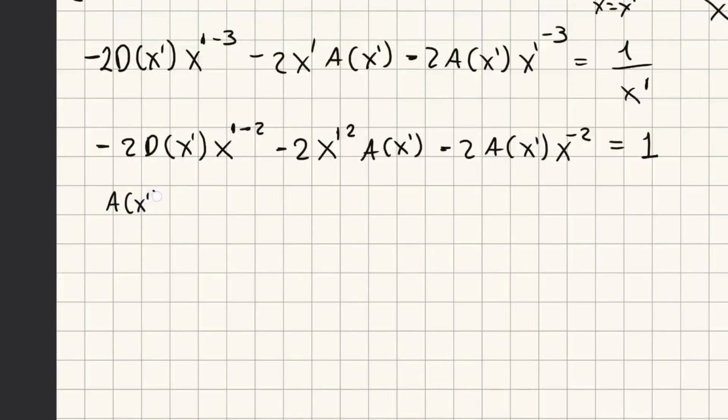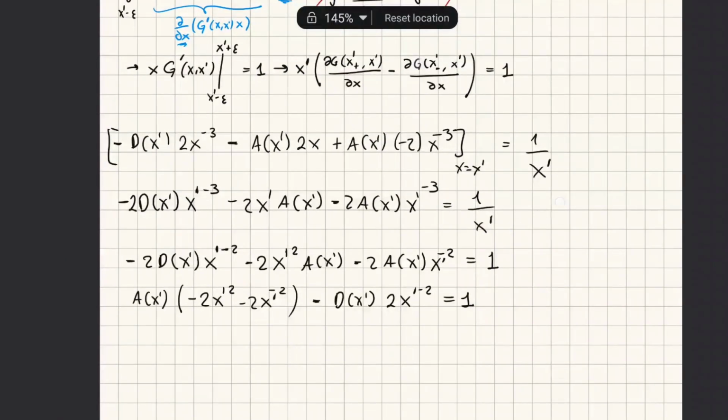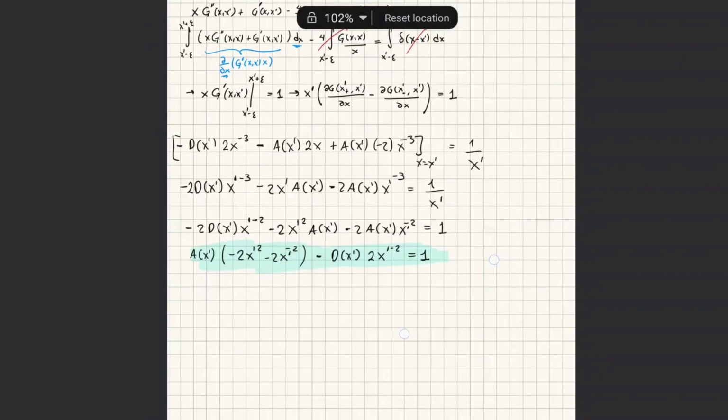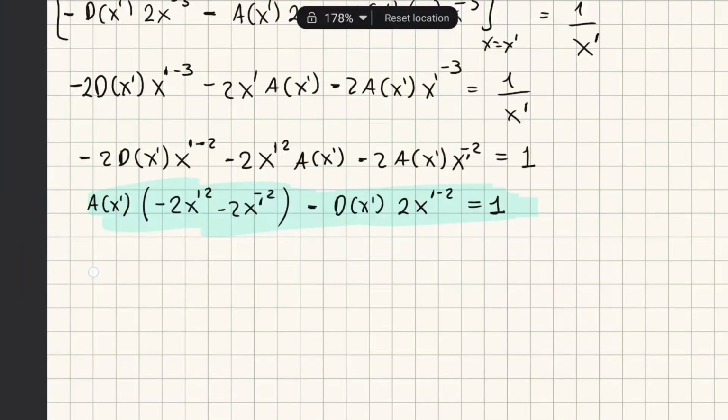A of x prime times minus 2x prime squared minus 2x prime to the negative 2, and then minus d of x prime 2x prime to the negative 2 equals to 1. Okay, so with this, we have the second equation that we needed to find the green function. Okay, perfect. So I'm actually going to rewrite this equation in a prettier way.